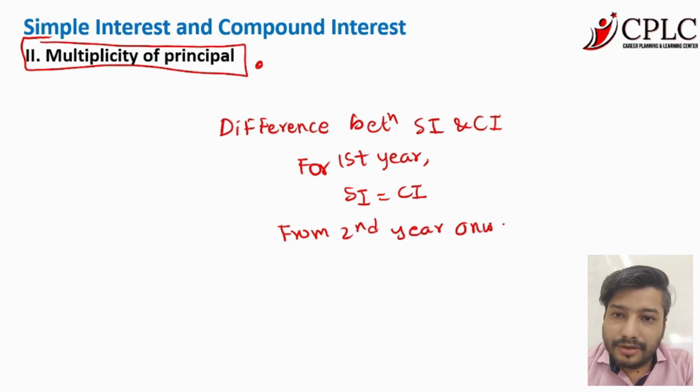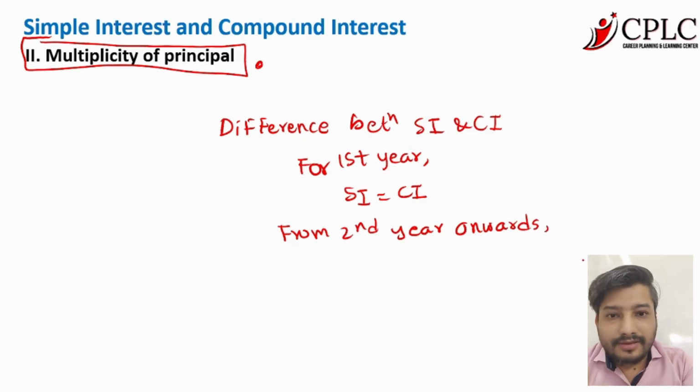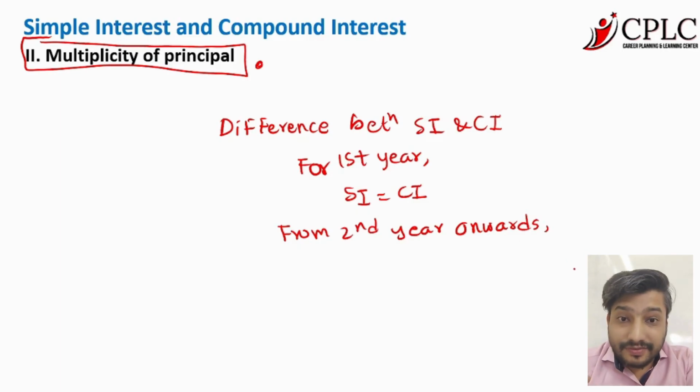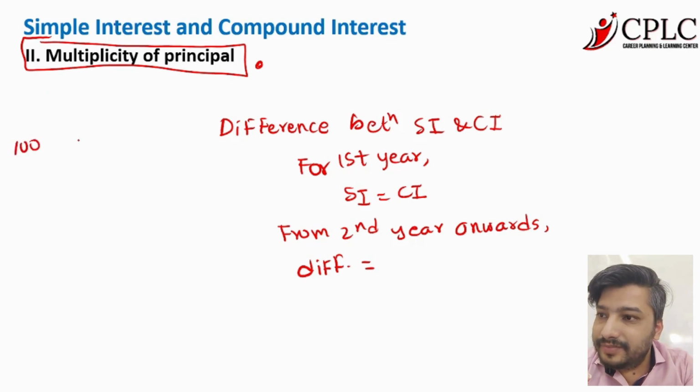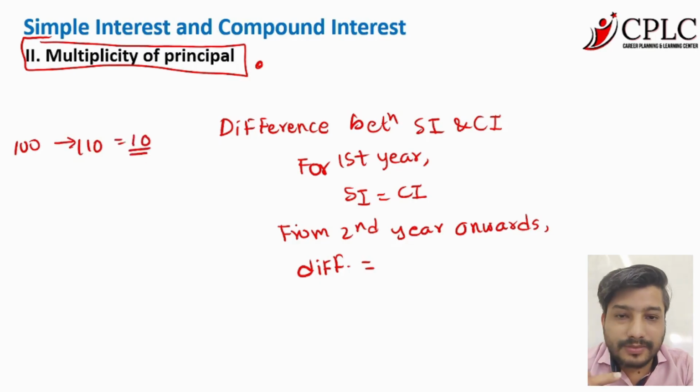Why so? Because simple interest is going to remain 100 only because it is fixed every year. But compound interest keeps on increasing and increasing further. You will see that the compound interest for the same numbers is 100, 110, then 121 and then 133.1 and so on and so forth. So the difference will start coming in. If I ask you for the second year how much is the difference between SI and CI, you will say that the difference is going to be 10 rupees.